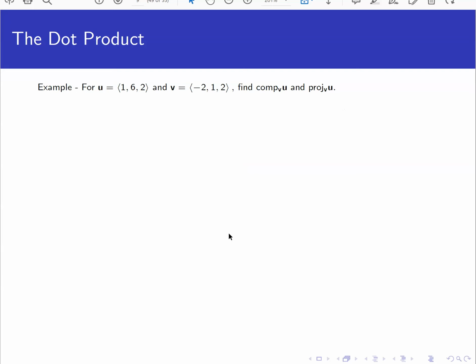So in this problem, we're given the vector u equal to 1, 6, 2 and v equal to negative 2, 1, 2. We're asked to calculate the component of u along v and the projection of u onto v. Using the formulas we just came up with, we'll do the dot product of the two vectors and divide by the magnitude of the second vector, the one we're going onto. The dot product is 1 times negative 2 plus 6 times 1 plus 2 times 2. And the length of v is the square root of negative 2 squared plus 1 squared plus 2 squared. That simplifies to 8/3.